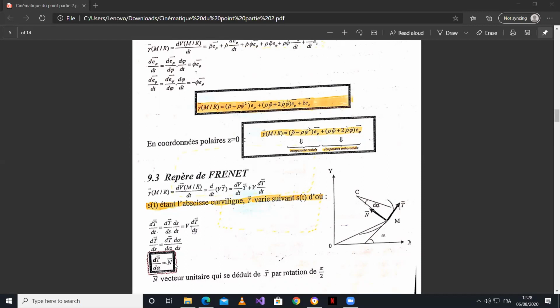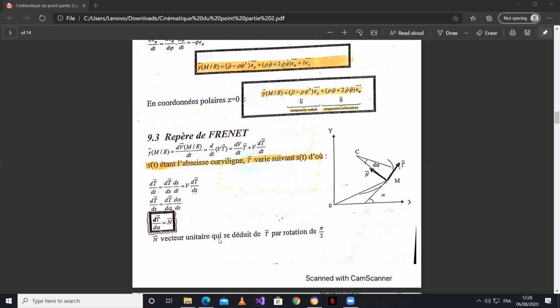So now we continue solving. We are going to deal with dα over ds. We see what is equal to dα over ds. So here they're telling us n, vecteur unitaire qui se déduit de t par rotation de pi sur 2. That's what I have been explaining to you guys. When you derive the vecteur tangent par rapport à un angle alpha, when we do dt over dα, it's like we're making t rotate 90 degrees. And when t rotates 90 degrees, it's going to go into n, because n, t, and b, the three vecteurs unitaires of the Repère de Frenet, are orthogonal.